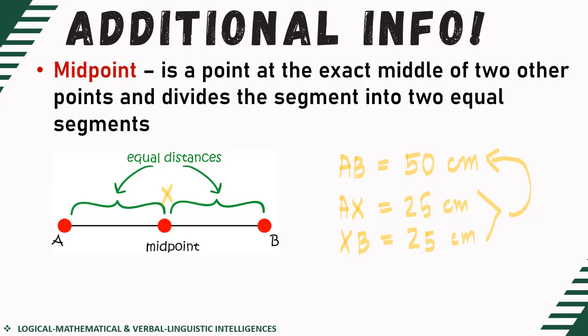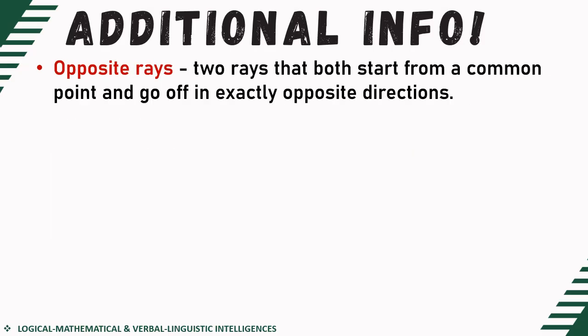So that means if the midpoint is exactly at the middle of the two given points A and B here in the illustration, that indicates that we have two equal segments, which are segment AX and segment XB. Alright? Now, let's proceed with opposite rays.